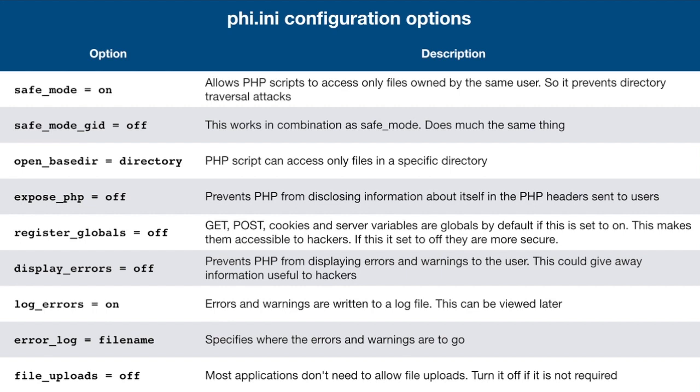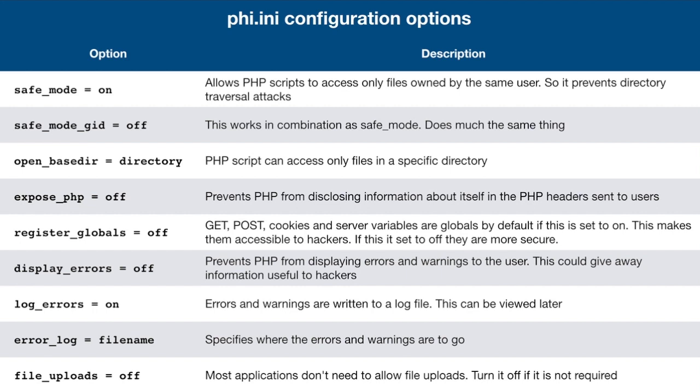So there's a safe mode option, and you can turn that on. That allows PHP scripts to access only files owned by the same user. So if you have a bunch of different directories on a server, for example, code from one directory could go and access things in the directory next door, like a sibling. This would make that more difficult.